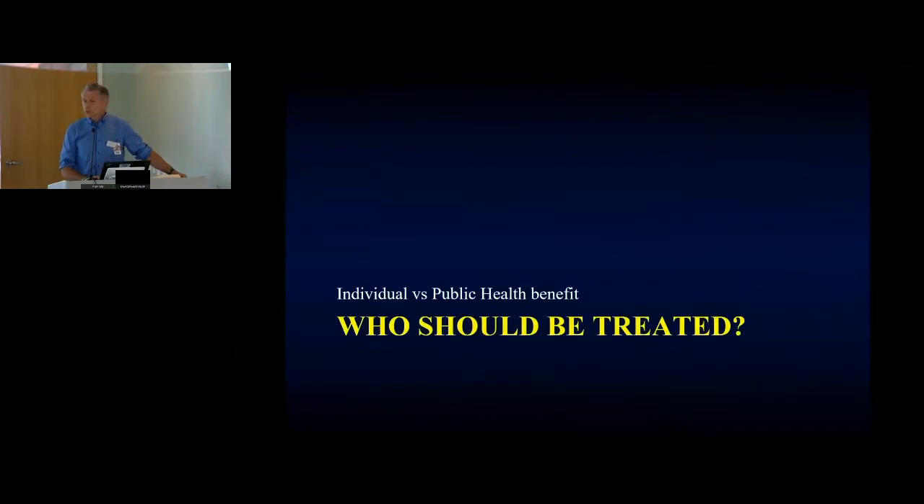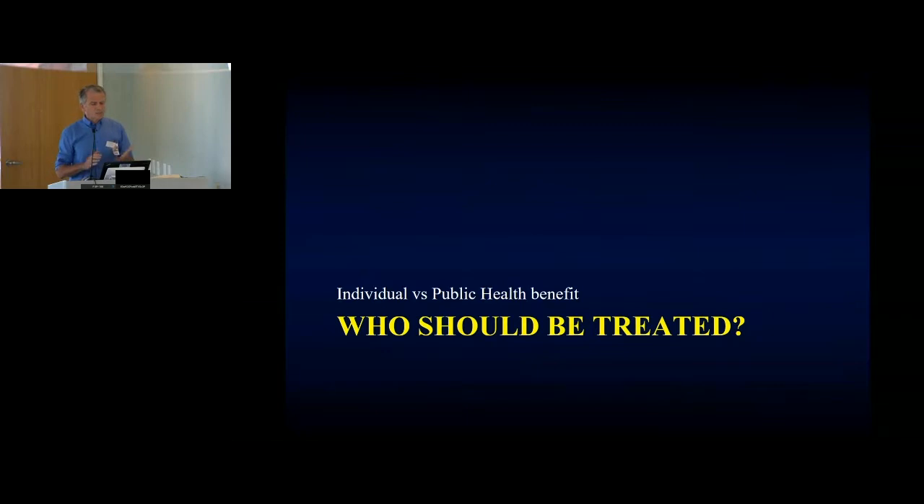Okay, so who should be treated? That's kind of the next issue. And so when we think about who should be treated, you read guidelines. Guidelines are usually written about individual benefit, but modeling is usually about public health benefit. So you have to look at the guidelines, but also think, okay, what's the public health impact?